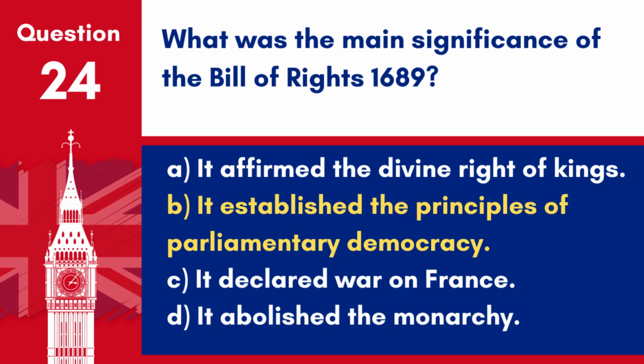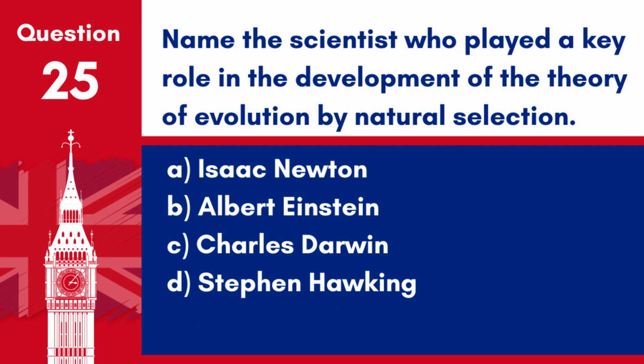The Bill of Rights 1689 laid down limits on the powers of the Crown and set out the rights of Parliament, establishing the framework for a constitutional monarchy and parliamentary democracy. Question 25. Name the scientist who played a key role in the development of the theory of evolution by natural selection. A. Isaac Newton. B. Albert Einstein. C. Charles Darwin. D. Stephen Hawking.